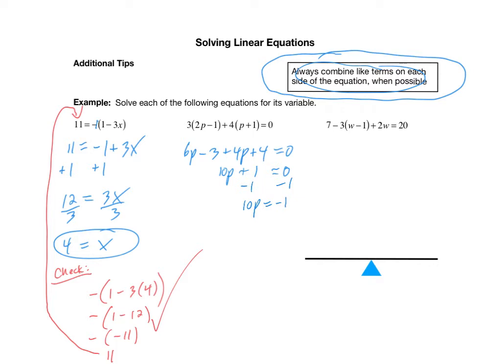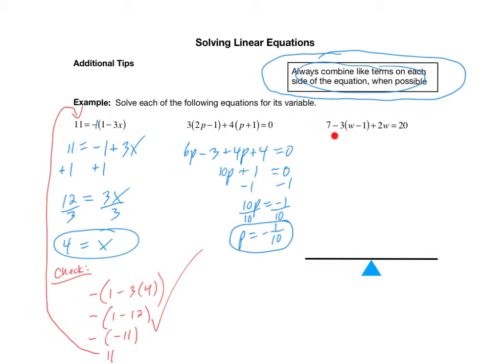And now to undo what's happening to p, we need to divide both sides by 10 because p is being multiplied by 10. And you get p on the left-hand side, and you're left with negative 1/10 on the right-hand side. p equals negative 1/10 is the solution to this equation. Again, you can check in the same way that we did here. You can plug the negative 1/10 back in for each of these p's, and then do this arithmetic and see if it gives you exactly 0.